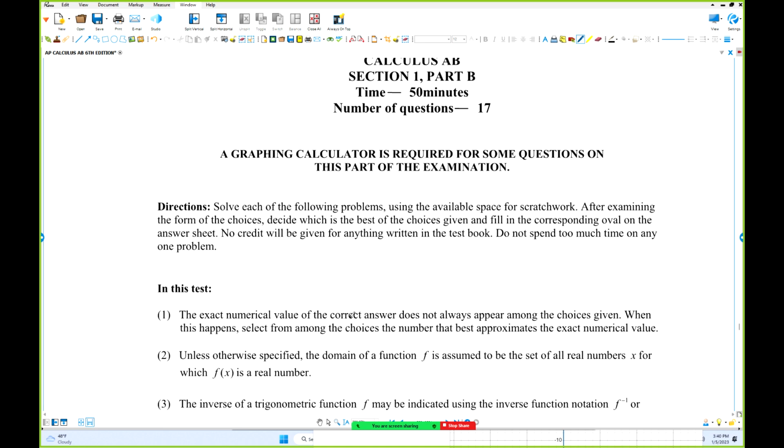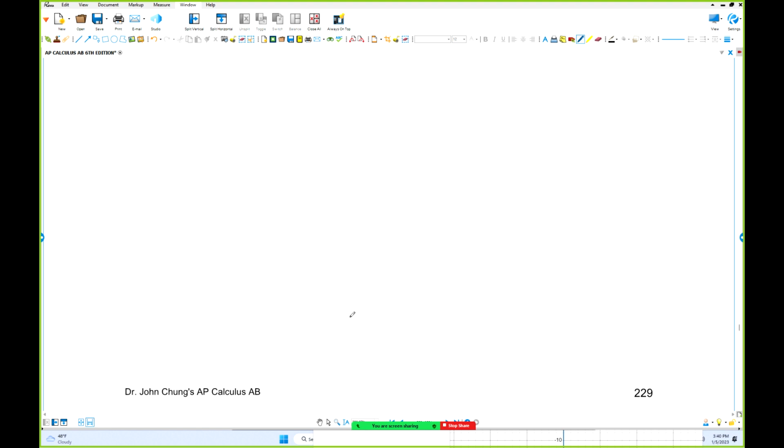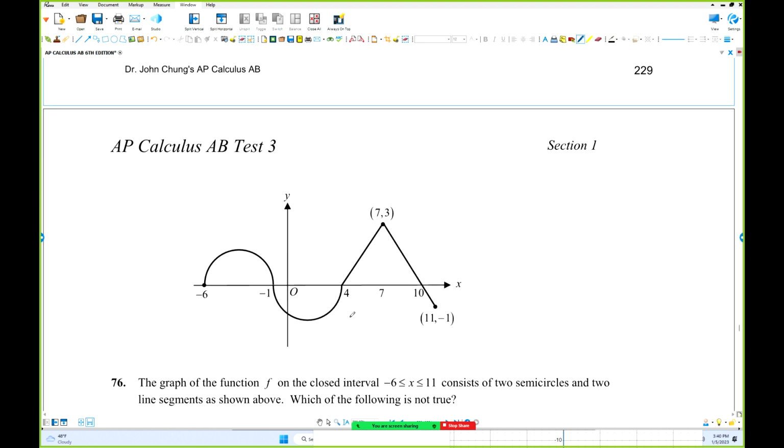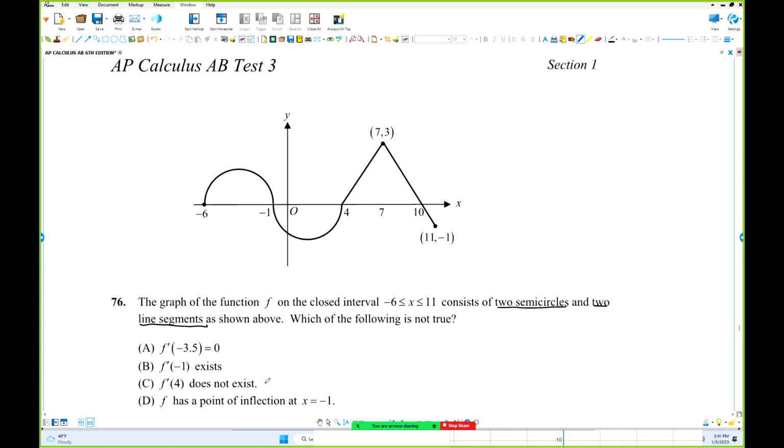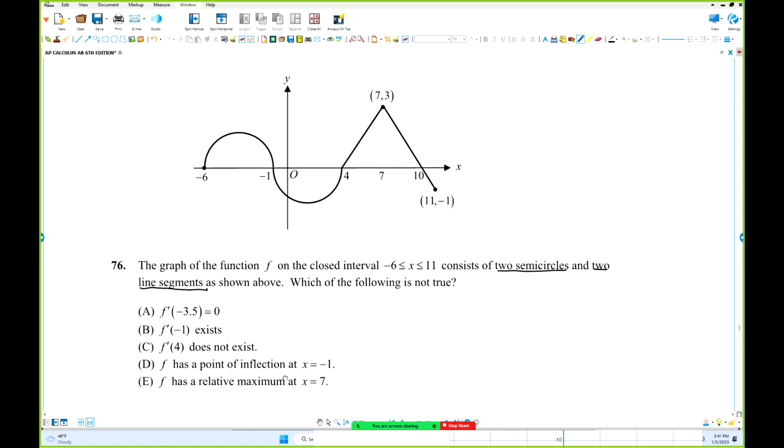Okay, the next one, section 1, part 2 over here. From here, we can use your calculator. You have two semicircles and two line segments. Which of the following is not true? From here we're going to find out which one is not true.